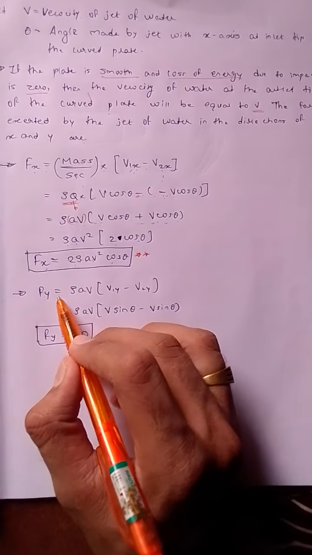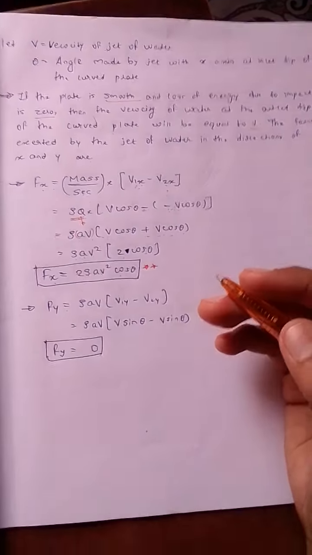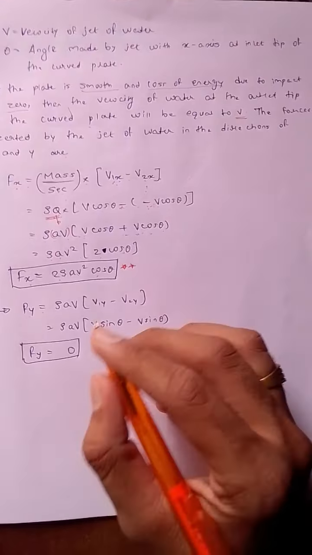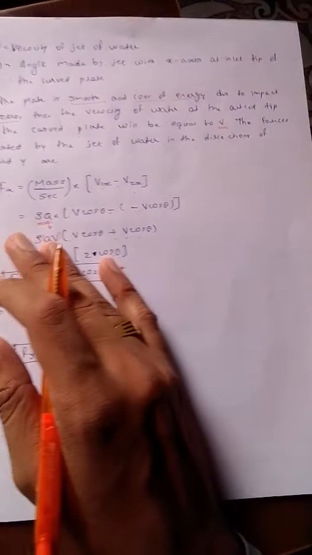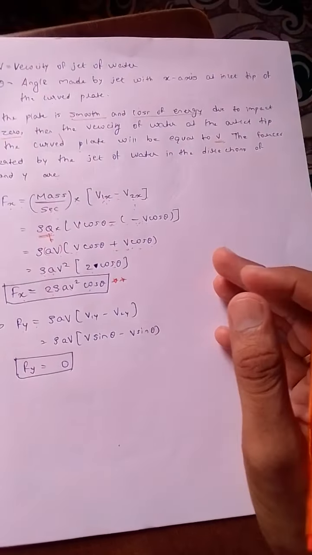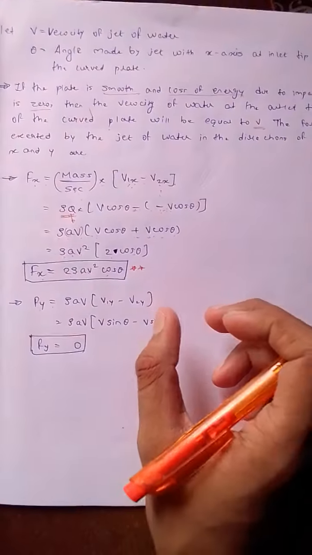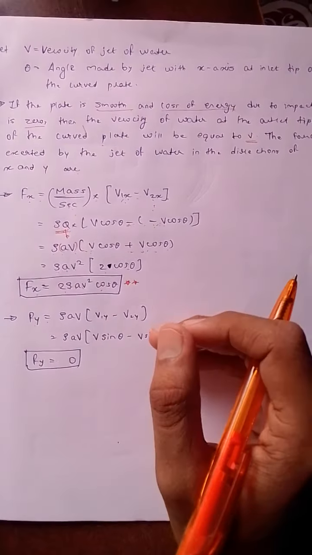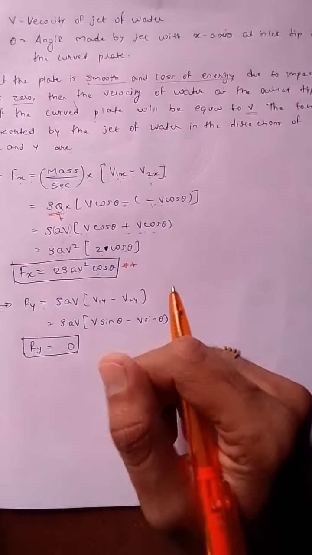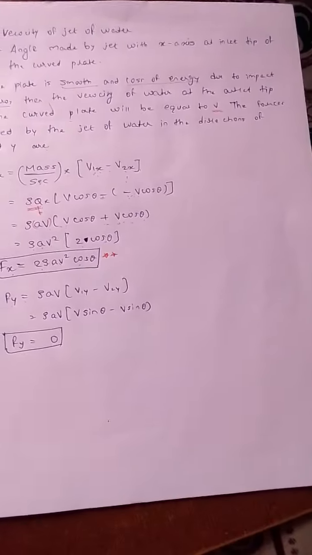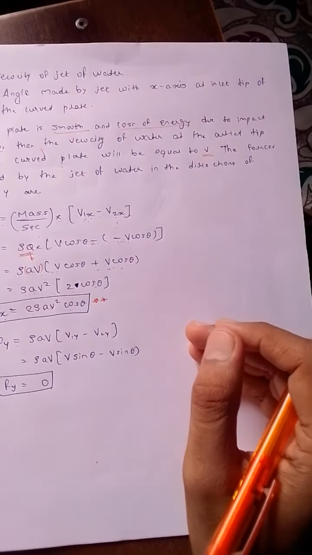So Fy is equal to, again the common steps: first, the rate of change of momentum with respect to time. The second step is initial momentum minus final momentum divided by time, which we write as mass into initial velocity minus mass into final velocity, divided by time. Next, we take mass as common from the bracket, so it is mass into initial velocity minus final velocity divided by time. Then the next step is mass per second into bracket initial velocity minus final velocity.